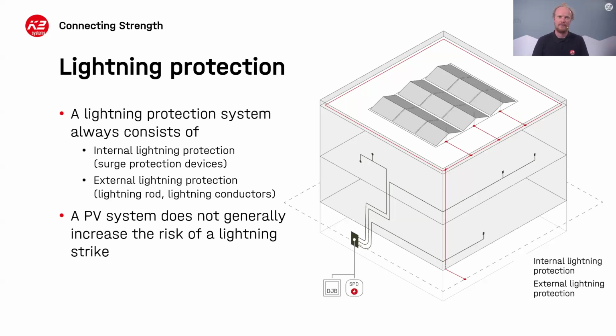On the other side, we also have internal lightning protection. This is about what happens to the electrical devices if a lightning strike does occur, and this is protected with a surge protection device, or SPD. We're going to go through that in a little more detail. But as a general rule, by putting PV on your roof, you are not increasing the chances of a lightning strike occurring on that specific roof.